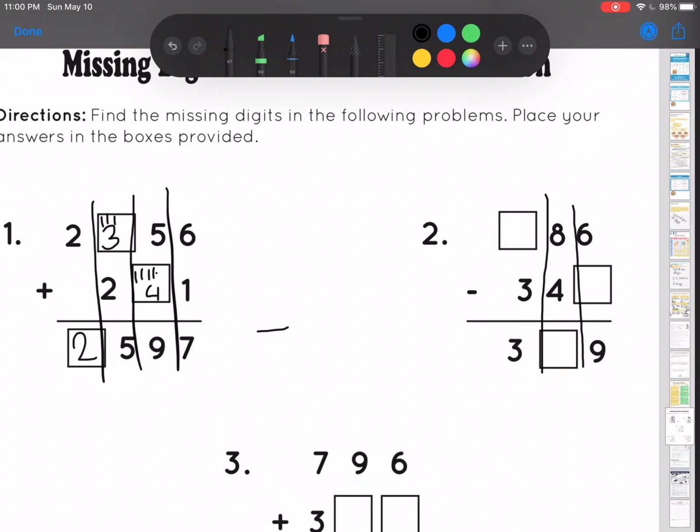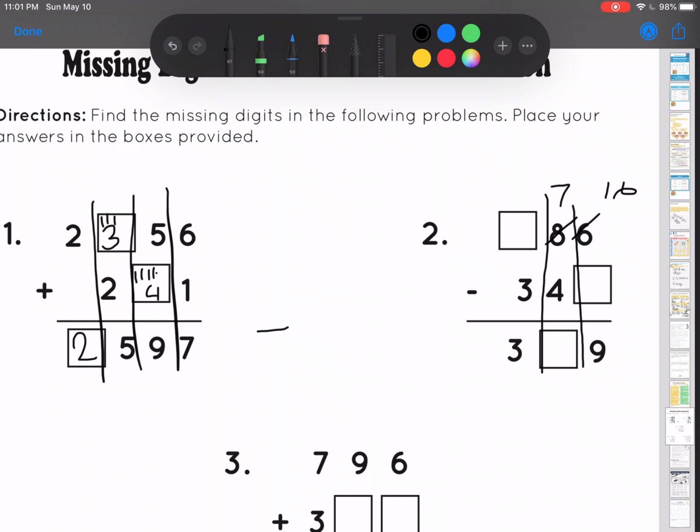Alright guys, so here we are on number 2. Again, I have split up my numbers. So 6 minus blank equals 9. Now this one is one where I'll have to go next door and borrow 10 more. So if I do that, that would turn into a 16, and this would turn into a 7.